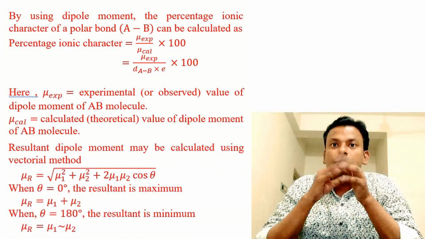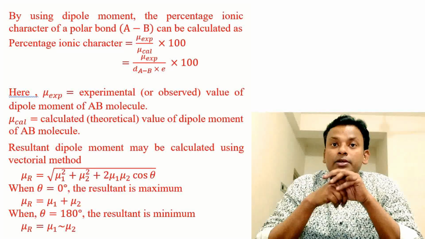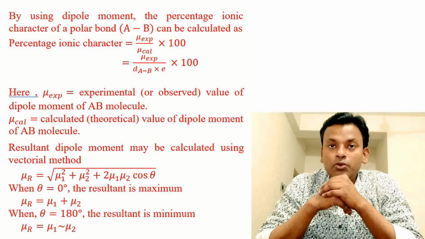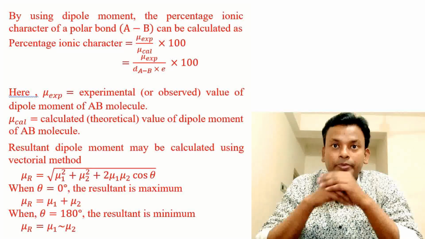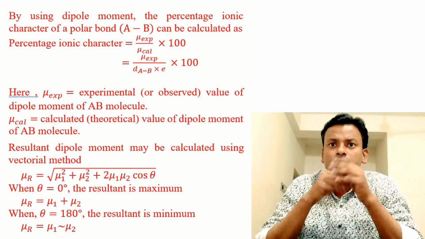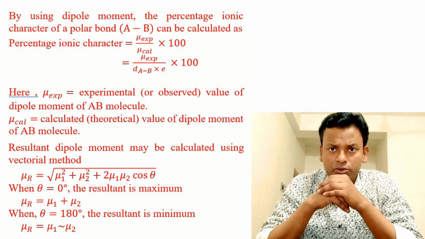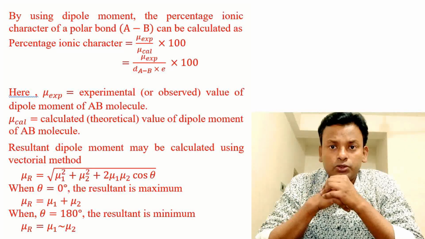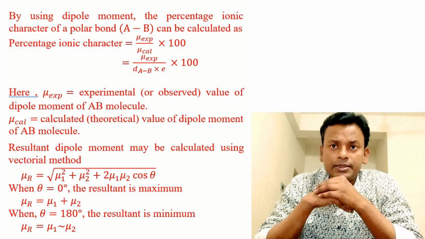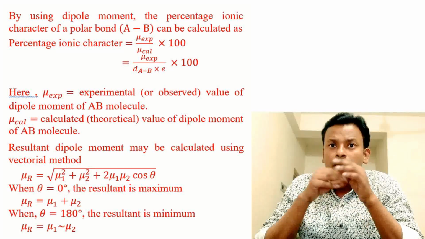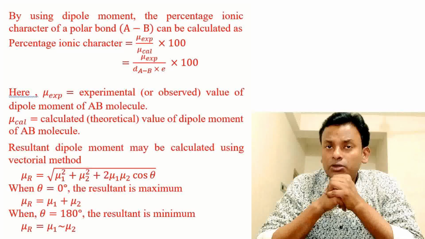Resultant dipole moment may be calculated by using the vectorial method. Mu r equals root over mu 1 square plus mu 2 square plus 2 into mu 1 into mu 2 into cos theta. When theta equals 0, the resultant is maximum, mu r equals mu 1 plus mu 2. When theta equals 180 degrees, the resultant is minimum, mu r equals mu 1 minus mu 2.